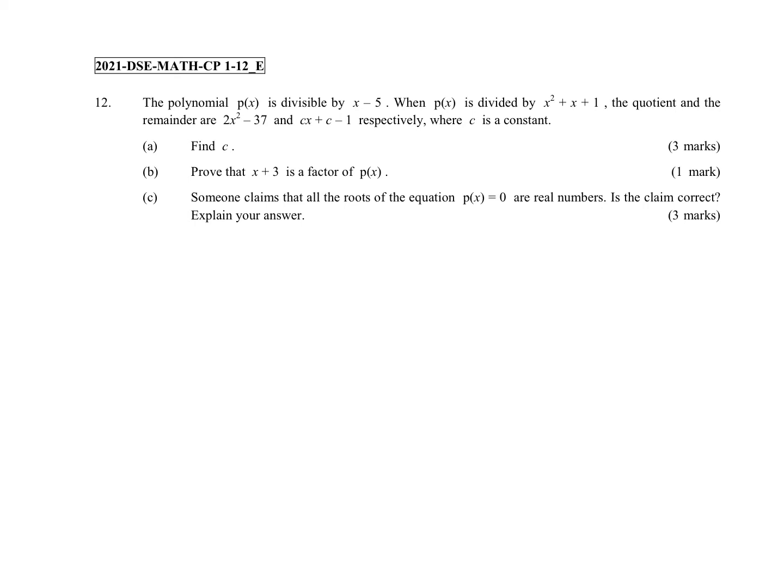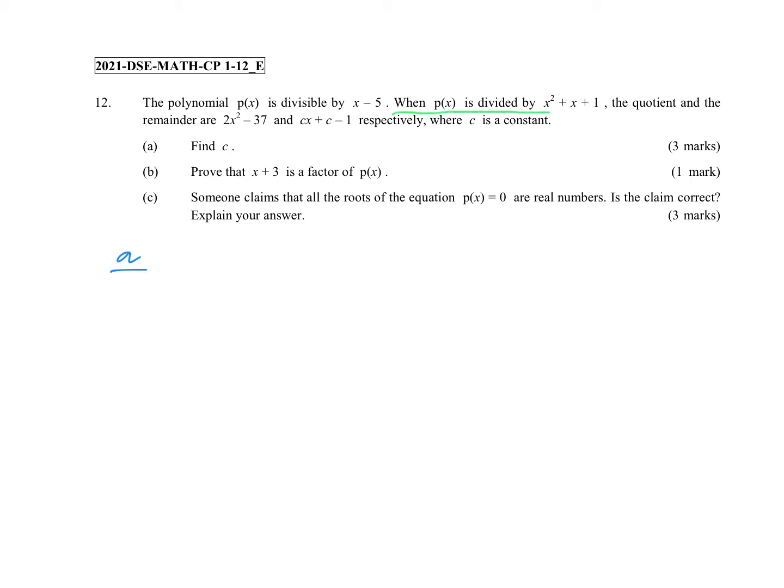So this problem will be about a conventional problem in DSE 2021, about the remainder theorem. So part A, find c. But of course, we need to look at the question first. Part A. The polynomial is divisible by x minus 5. So we are already given the factor of p(x). But mainly, we will try to use the later sentence.